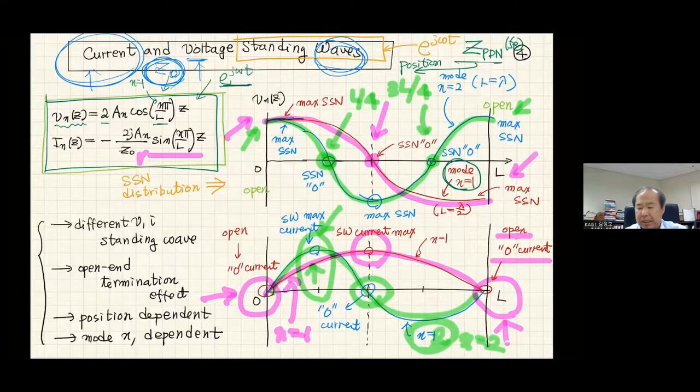I would like to summarize this slide again. Let's assume you have multi-layer power and ground planes, then you're going to have waves inside the power and ground planes. Because of the open end termination, we're going to have standing waves. Especially in the open end case, at certain positions you can deliver maximum current with minimal simultaneous switching noise. At some points, you can have minimal current and maximal simultaneous switching noise. This is a very simple case, so I can derive some equations, but in real cases the boundary condition is very complicated because you're going to have decoupling capacitors, VRMs, and so on. So you have to use computer simulation to obtain this.